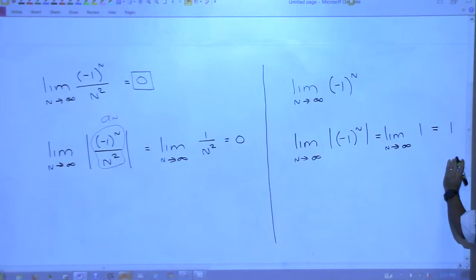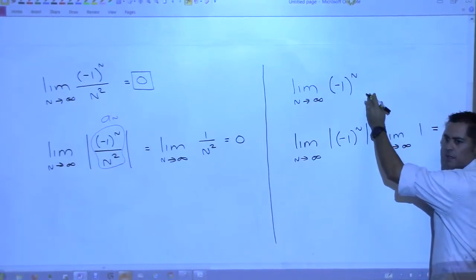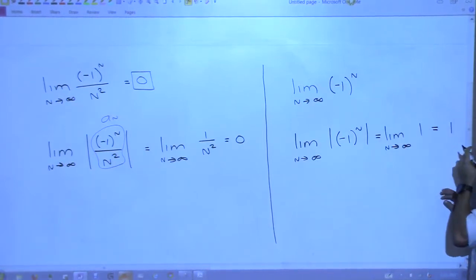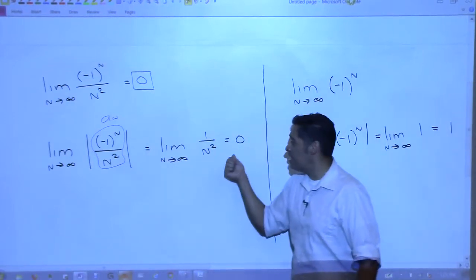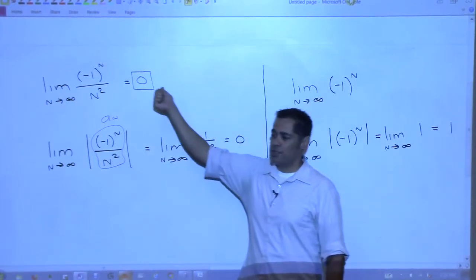With me? Now, does that mean that this is 1? Why not? That's right. The theorem says if the absolute value of the sequence goes to 0, the answer is 0.